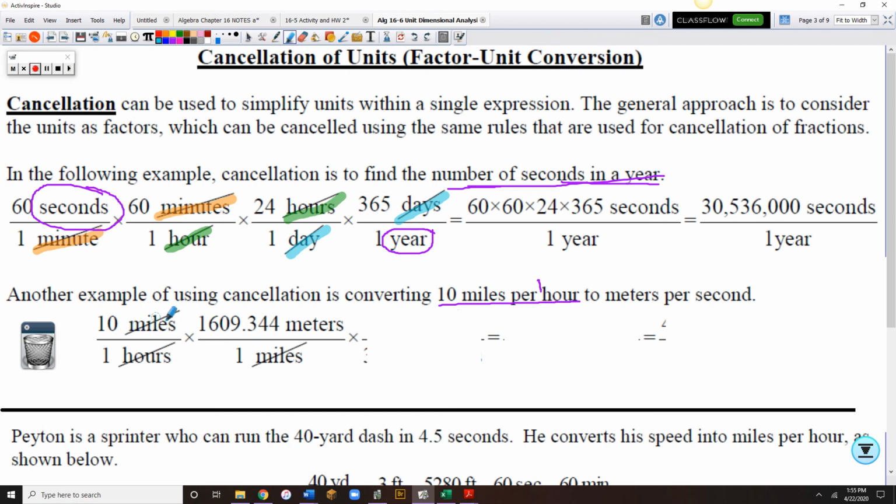Well, again, we're going to look at our units. If miles was here on the top of the first one, then miles has to go on the bottom of the second one.